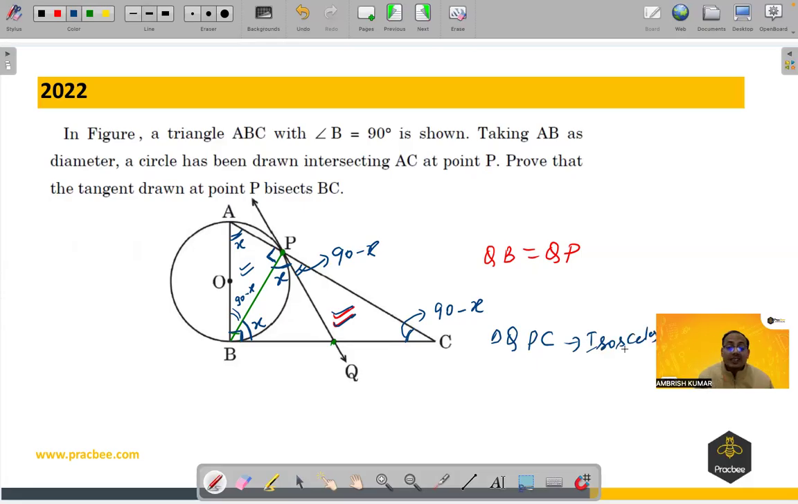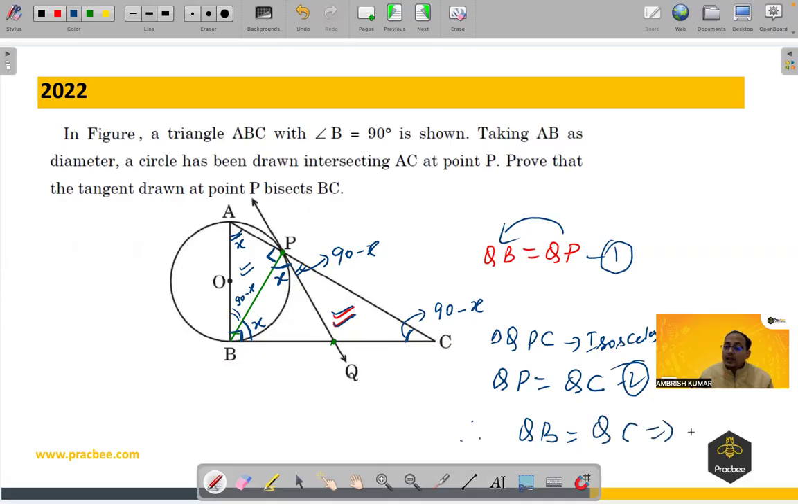If this is the isosceles triangle, it means you can say QP equals QC, and QP was equal to QB as well. So from these two equations, you get QB equals QC, it means Q is the midpoint of BC, meaning Q bisects BC, right? So this is exactly what we have to prove. Clear?